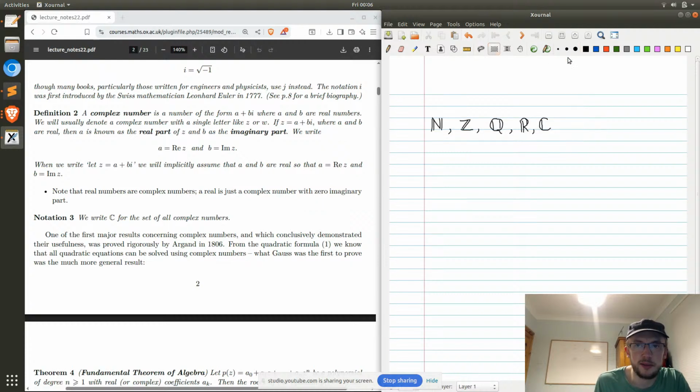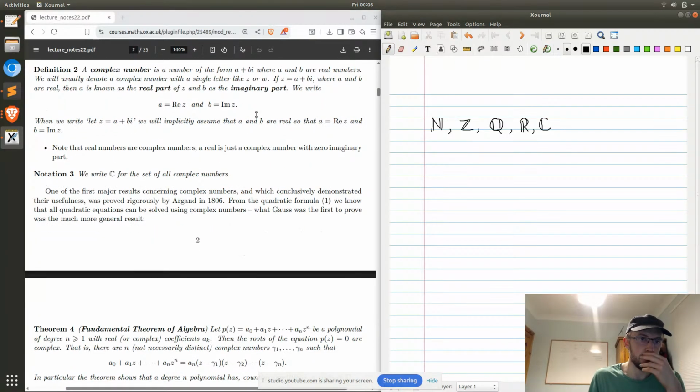I'll worry about titling my notes in a second, but for now I'm just going to carry on. One of the first major results concerning complex numbers, which conclusively demonstrated their usefulness, was proved rigorously by Argand in 1806. From the quadratic formula, we know that all quadratic equations can be solved using complex numbers. What Gauss was the first to prove was a much more general result.